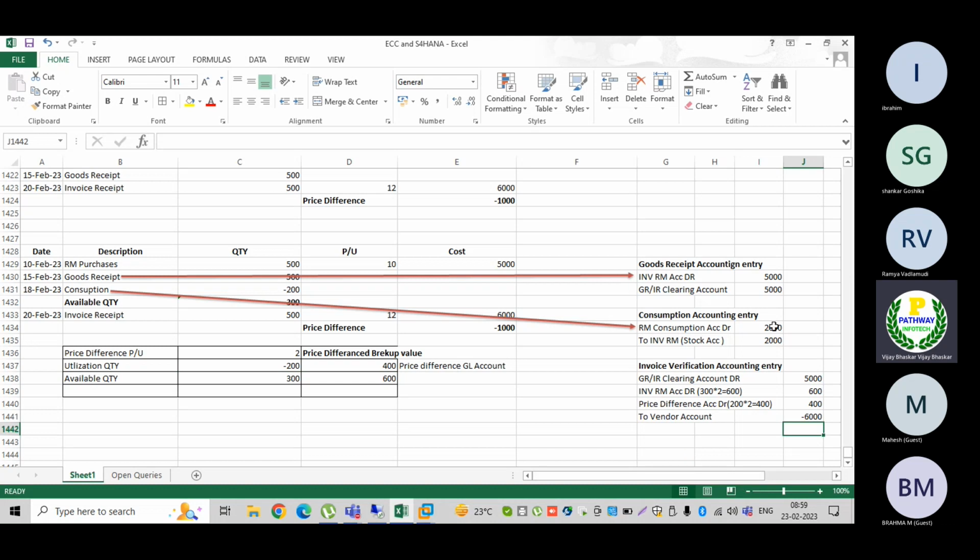This is how the price differences are going to hit. For the available quantity, we need to book that amount into the inventory account. And for consumption, we need to show that entry in the price difference account. This is how the price differences are going to hit.